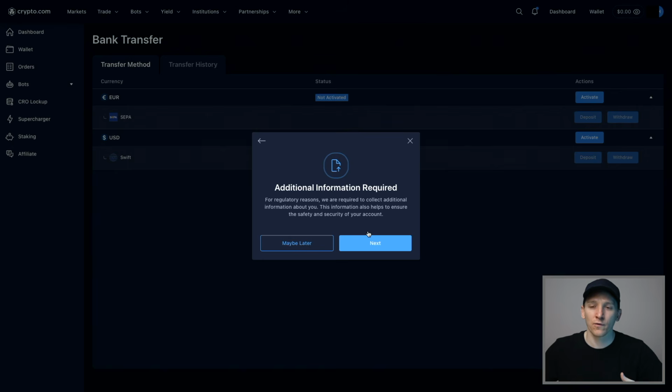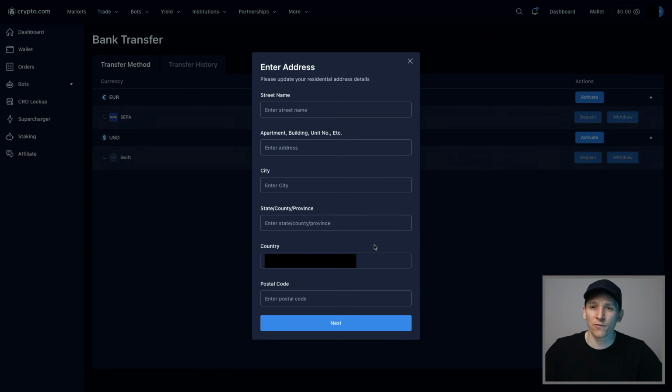So I need to prove that I live in the place that I've said I lived and that I am a resident of the country that I said that I lived in. Once you put this information in, you're going to have to prove it either with a bank statement or a utility bill or something like that.